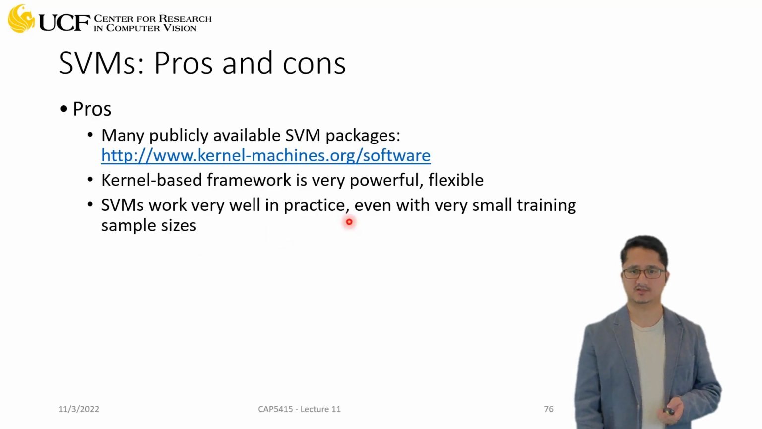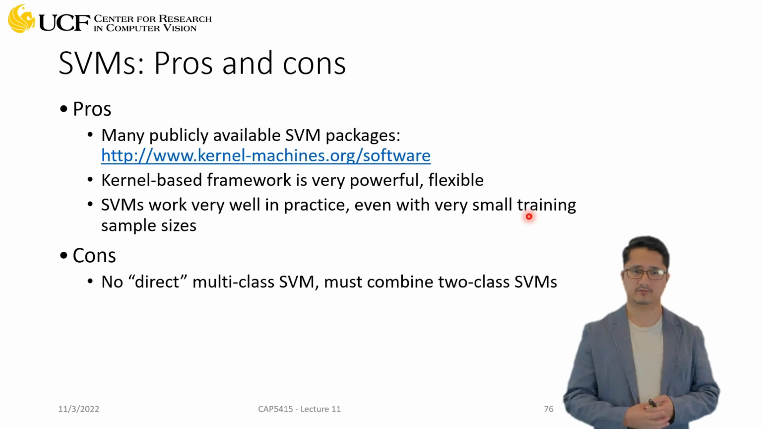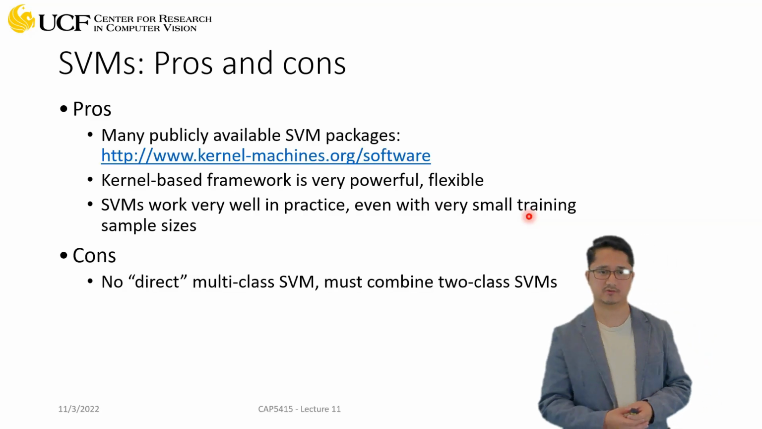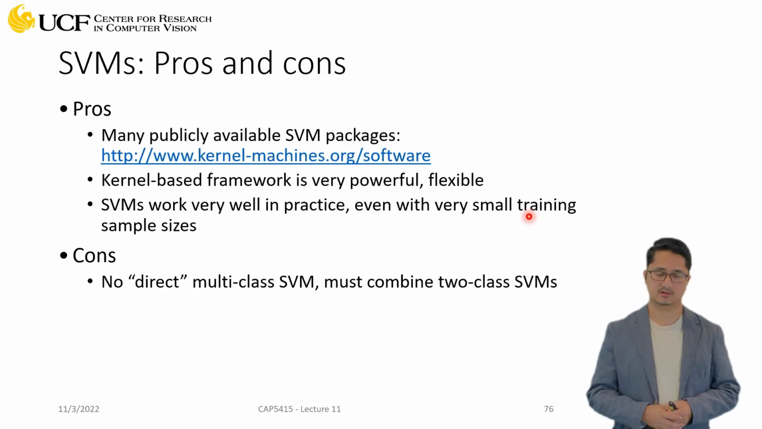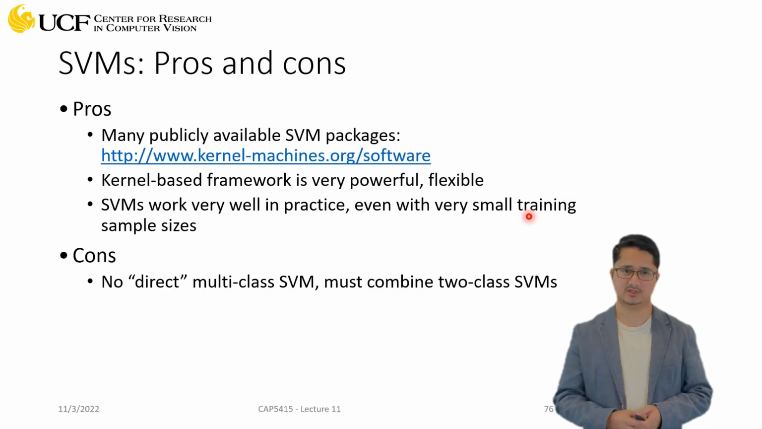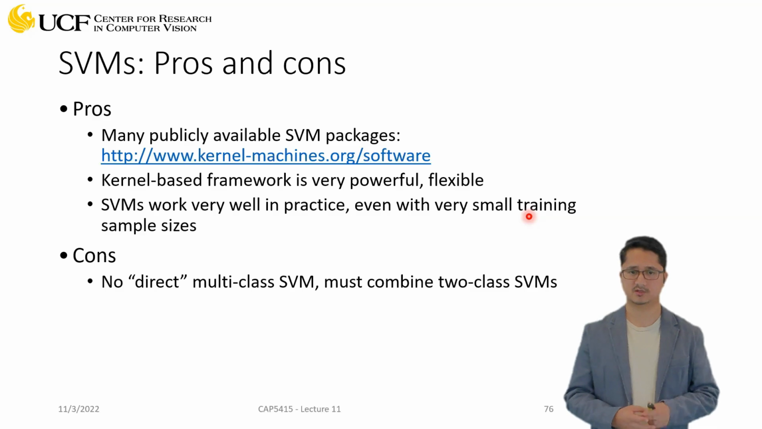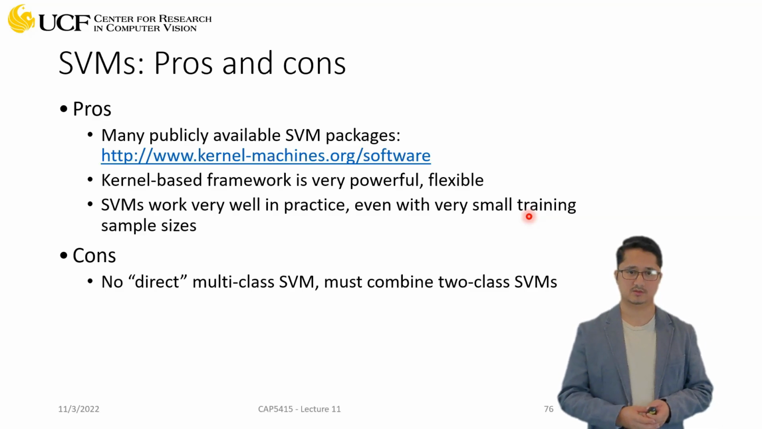And as I said, in practice SVMs work really well. Even if you have a very small training set, they will learn the boundary pretty well. The bad side is that if you have a lot of data, it's very hard to train these classifiers. They become computationally expensive because we have to solve that optimization problem. So if you have a lot of samples, it's not trivial.